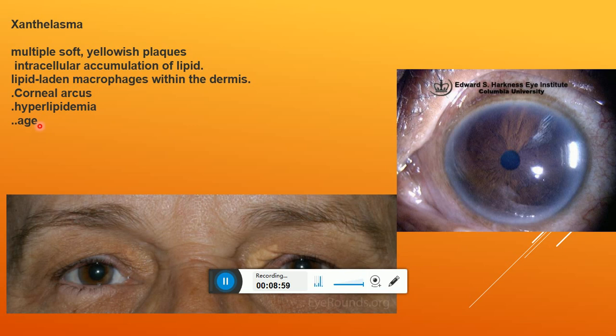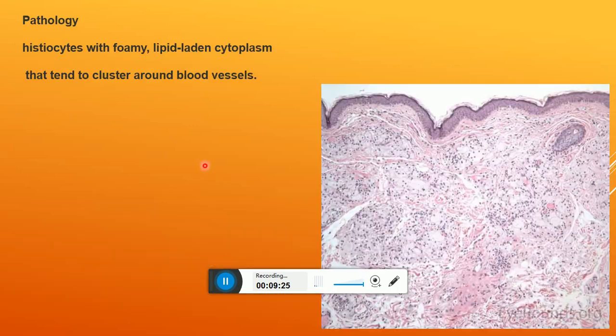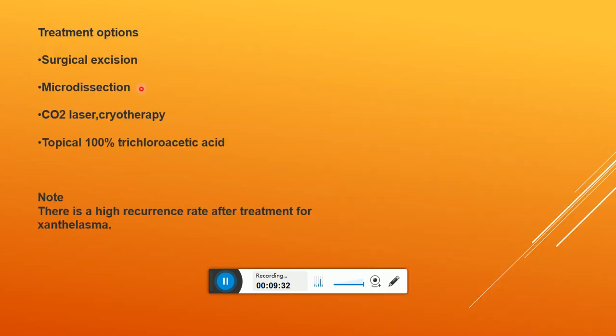Hyperlipidemia is found in about one third of patients. In these patients, corneal arcus may also be present. Here you can see corneal arcus in the picture. In contrast to chalazion, there is fat in the xanthelasmata. It is intracellular, with lipid-laden histiocytes forming foam cells in the dermis. There are histiocytes with lipid-laden cytoplasm clustered around the cells.